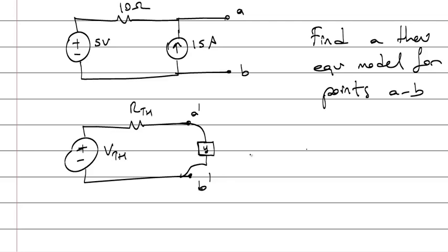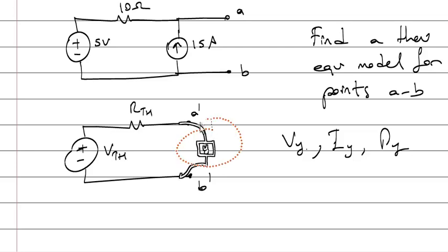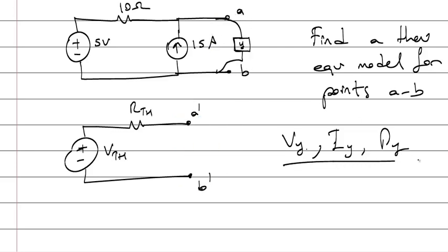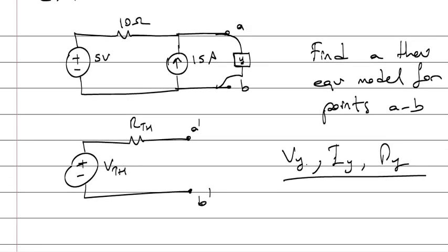There shouldn't be any change in voltage of component Y, current of component Y, power of component Y. If you replace the components between these two circuits, there shouldn't be any difference in these values. So let's calculate.